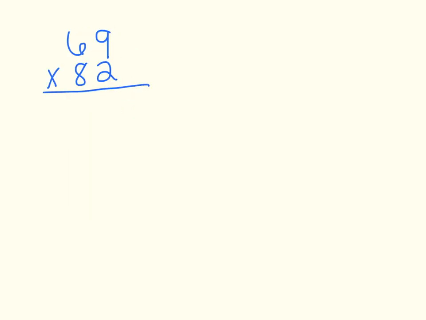I'm going to walk you through this method one more time before I ask you to do it on your own, so please follow along carefully. We start with the same pattern we've been using. The ones place multiplied by the ones place. I start with the factor in the bottom. So I multiply my 2 times 9, which gives me 18. The 8 goes down, and the 1 carries over to the tens place.